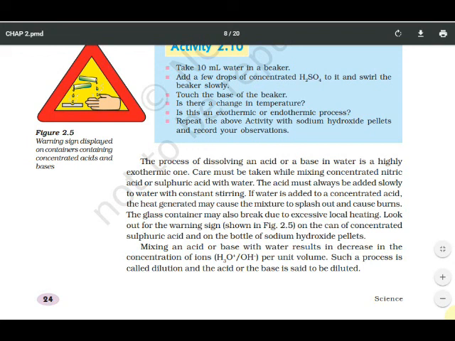Mixing an acid or a base with water results in a decrease in the concentration of ions, H3O plus or OH minus, per unit volume. Such a process is called dilution.